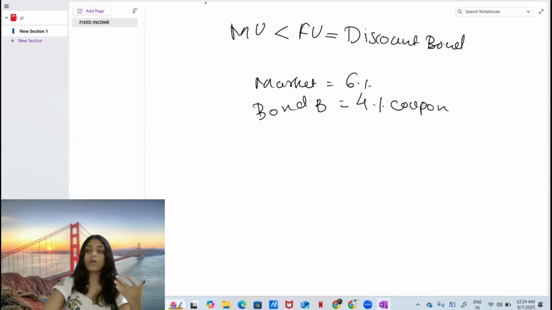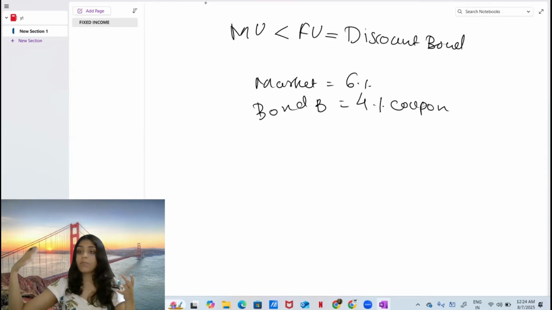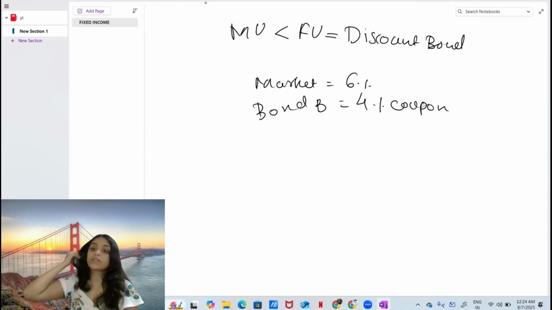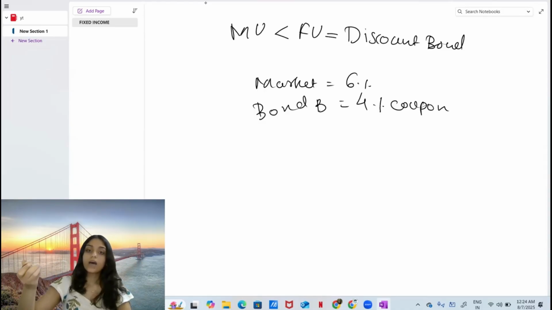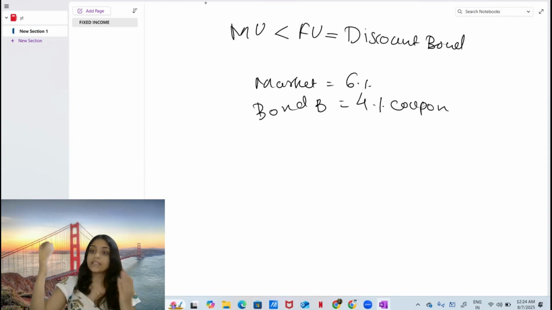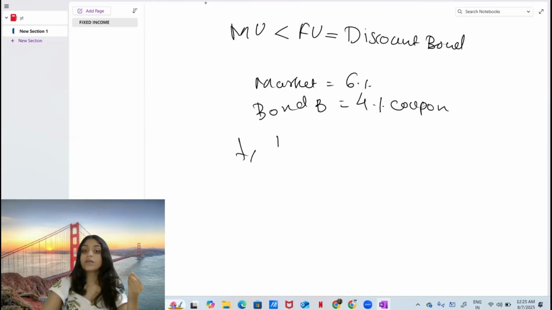So obviously, if you are getting more annual income by investing in some other bond in the general market where you'll get 6%, that is 6 rupees, for example, if the face value is 100, then why would an investor want to take your bond B? So to make your bond more attractive, you decrease the market value of the bond.